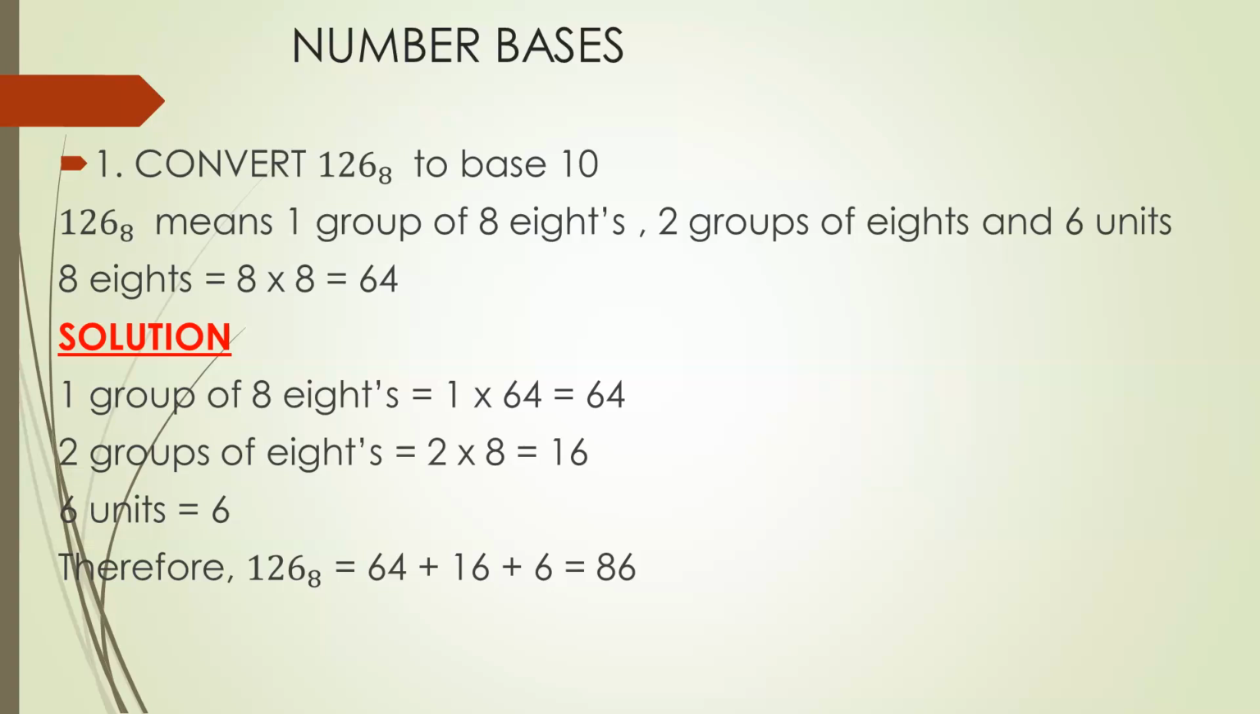And the 2 groups of 8s is giving you 2 times 8, 16. And the 6 units is giving you what? 6. Is that okay? So in that case, I'm going to add the 64, 16, and then the 6. And that gives you 86. We have converted. It's nothing difficult. Are we fine? So try this one for me.